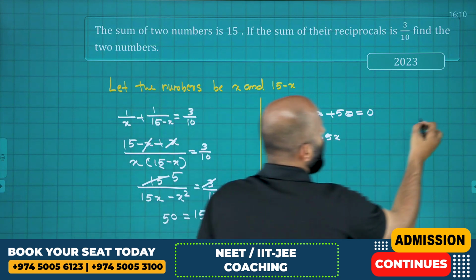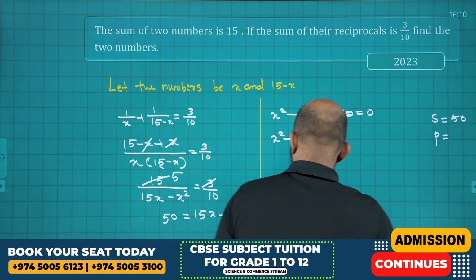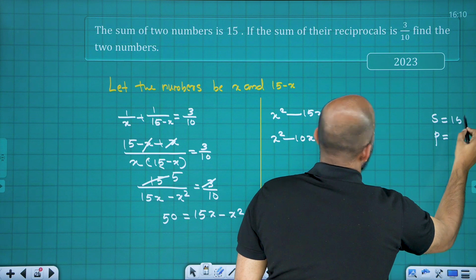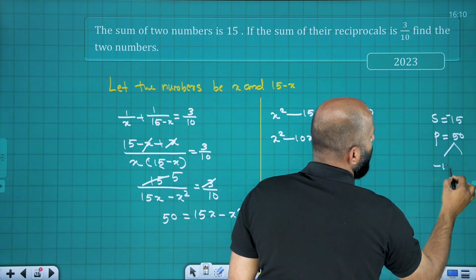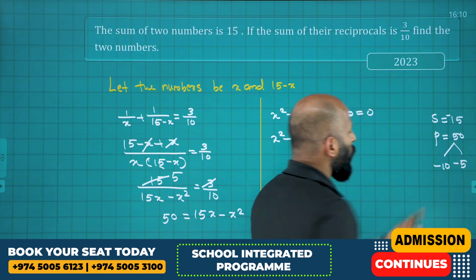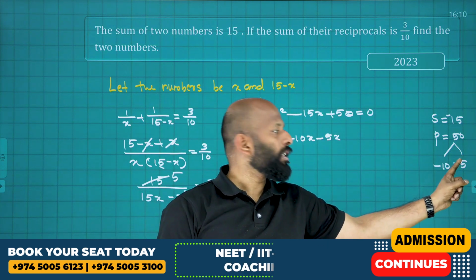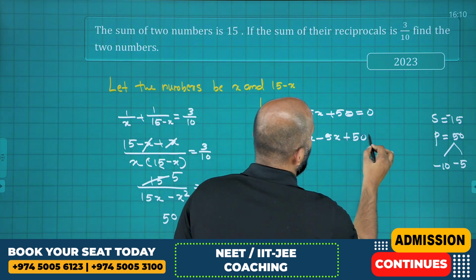When we take the sum and product, sum is equal to negative 15, product is equal to 50. Therefore, the numbers are minus 10 and minus 5. Sum of the two numbers is minus 15, minus 10 and minus 5, and product is equal to positive 50. Then plus 50 is equal to 0.